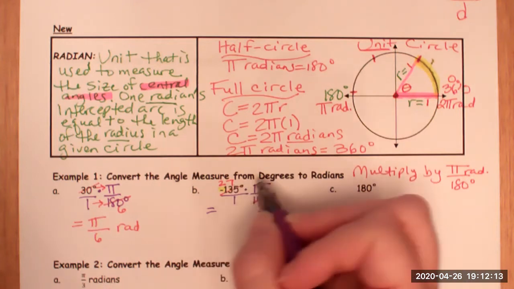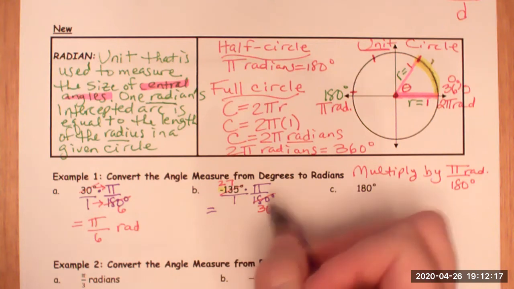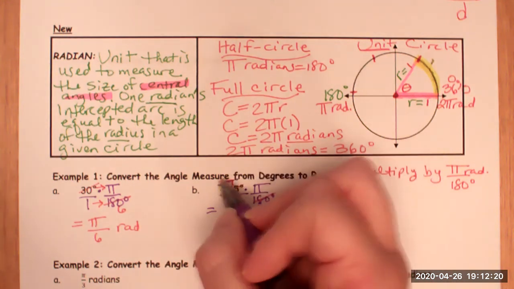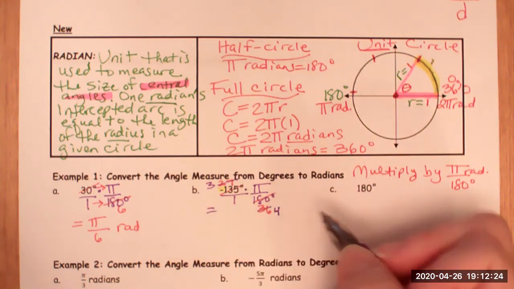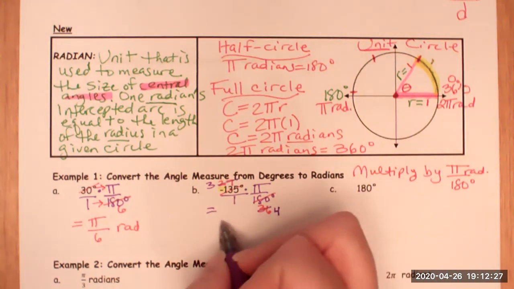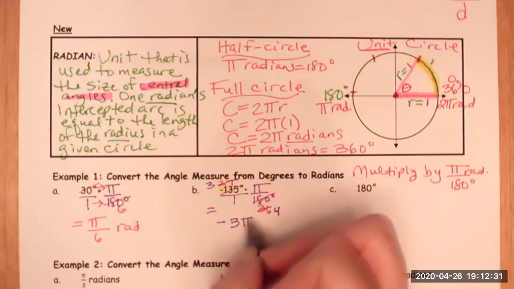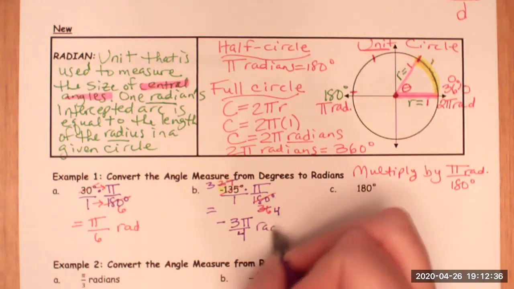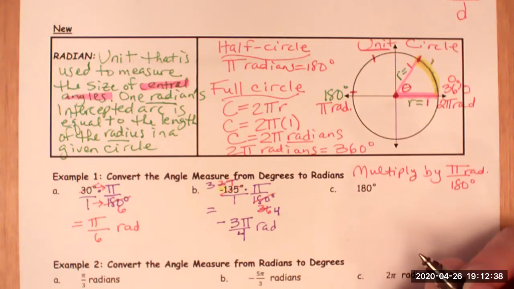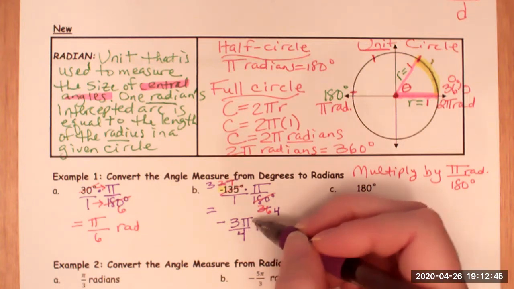We know that 27 we can divide by 9, and 36 we can divide by 9. So 27 divided by 9 is 3, and 36 divided by 9 is 4, right? So we end up with negative 3 pi over 1 times 4 is 4, negative 3 pi over 4 radians. And another way to look at that is 3/4 of pi, so negative 3/4 pi.